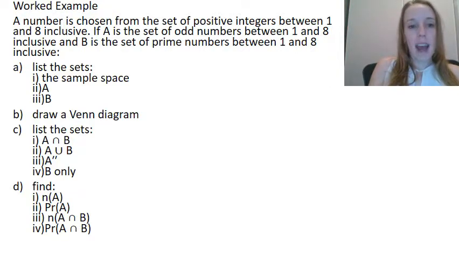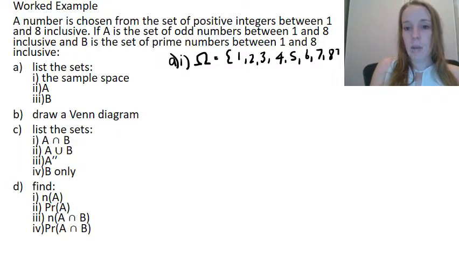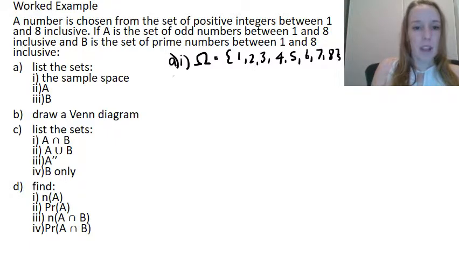So for part a, we're listing the sets. So this is all about our sample spaces. So for part i, it's the sample space. So that's our total sample space, and it's all the positive numbers between 1 and 8, including 1 and 8. So 1, 2, 3, 4, 5, 6, 7, and 8. So that would be our total sample space.